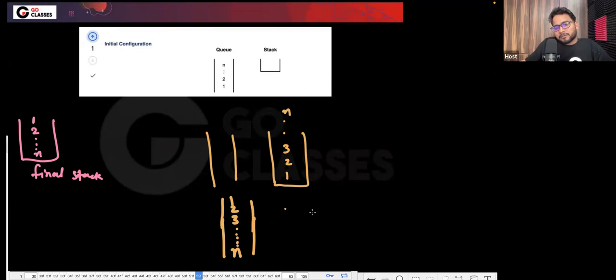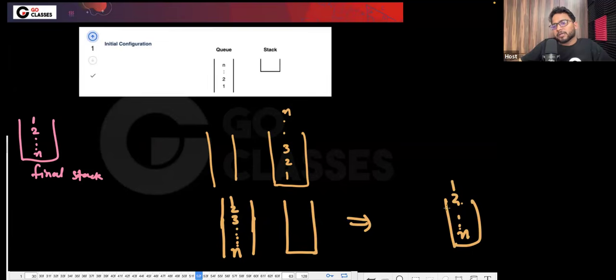And then this will be basically empty. Now you can transfer all the elements from here to here. So n will again be at the bottom, then 1, 2, 3. It will be like this, and then the queue will be empty. You can do something like this.